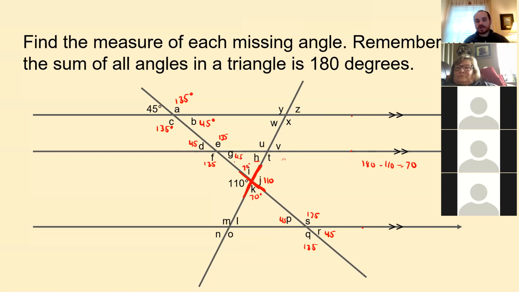So G, H, and I together all form a triangle. And we know that the measure of all the angles combined in a triangle is 180 degrees. That means that 180 degrees minus the measure of G, which is 45, minus the measure of I, which is 70, will give us the measure of H. 45 and 70 combined to 115. So we can do 180 minus 115, and that's going to give us 65 degrees for our angle for H. So H is 65 degrees.